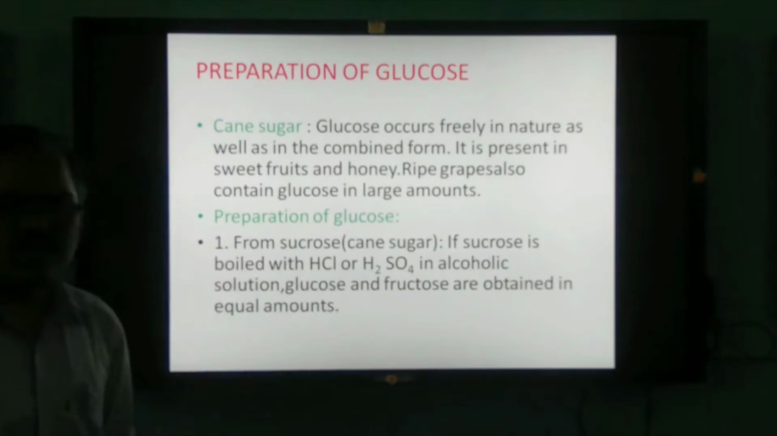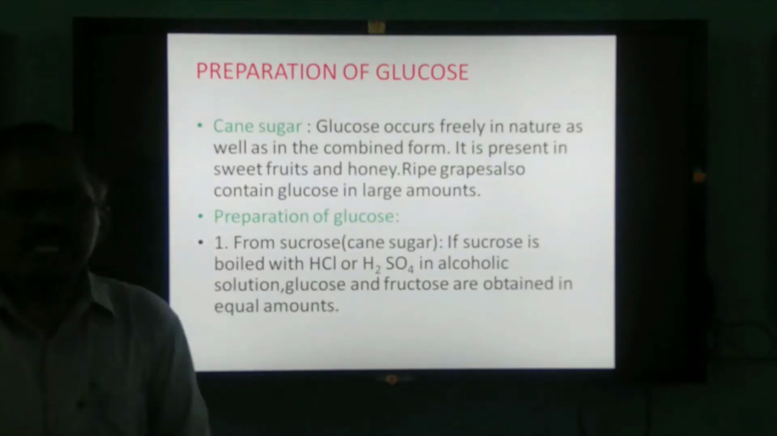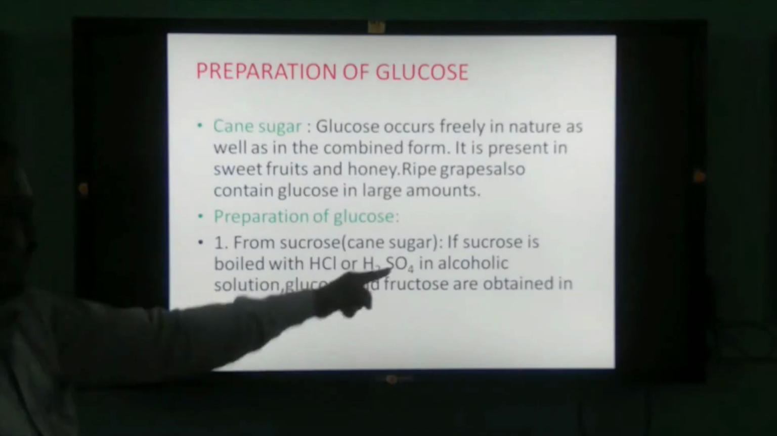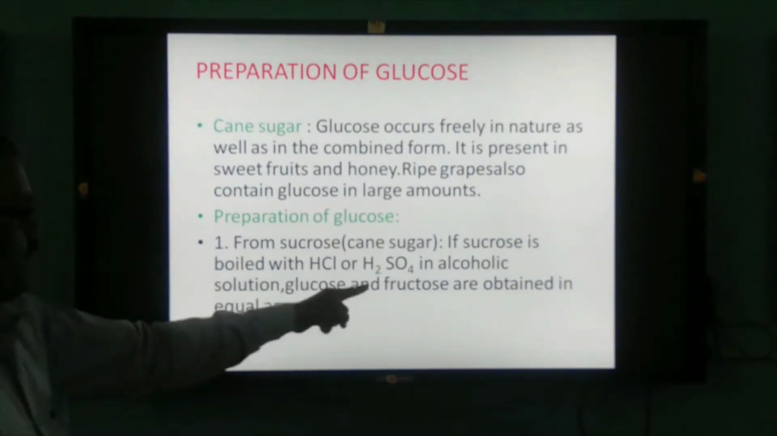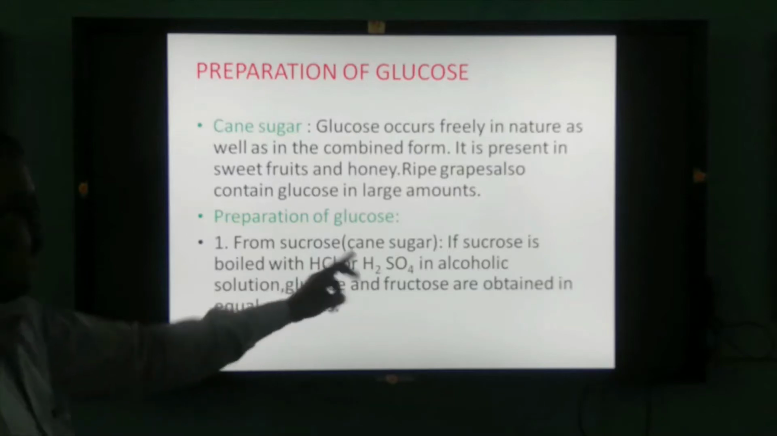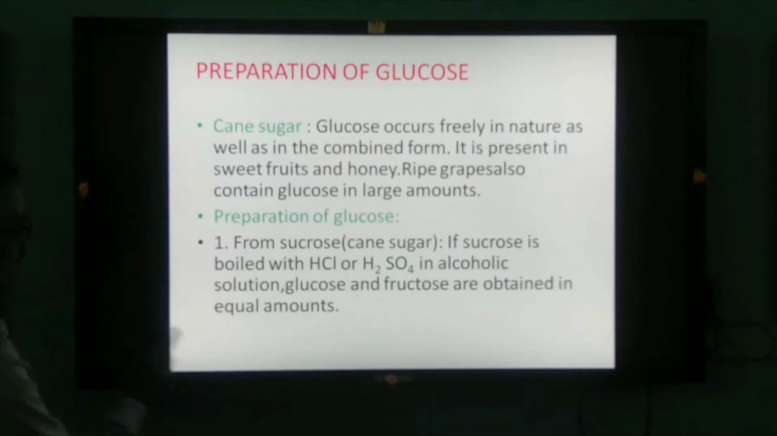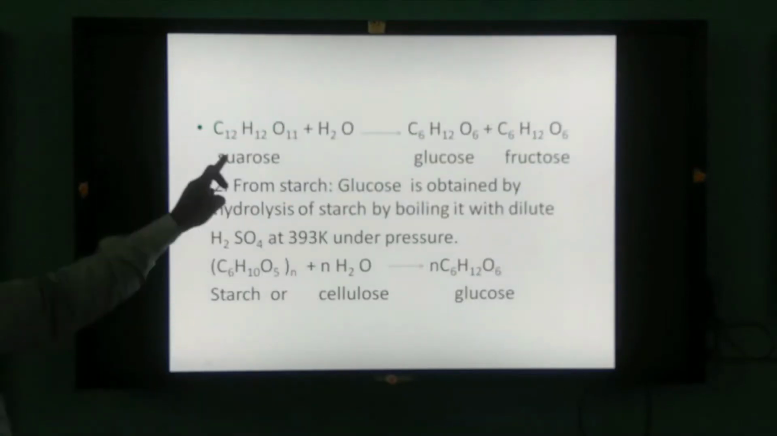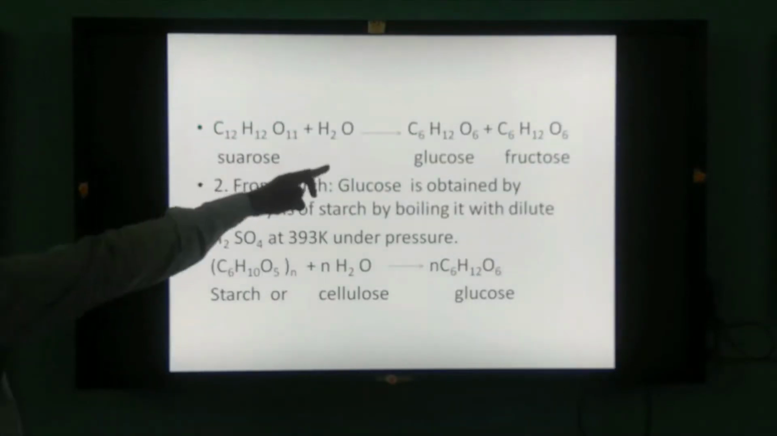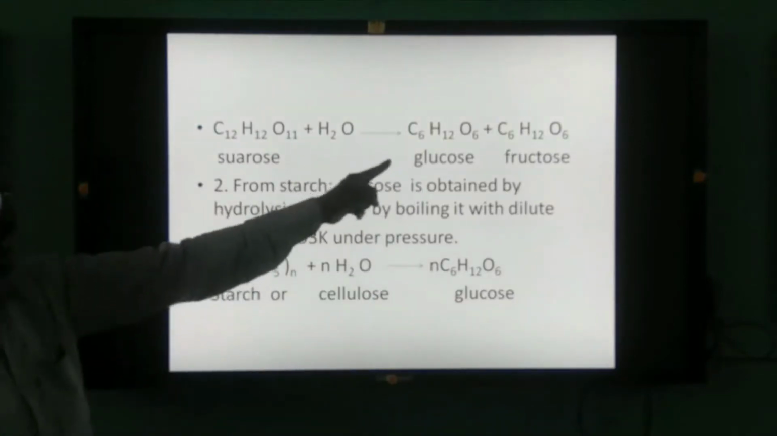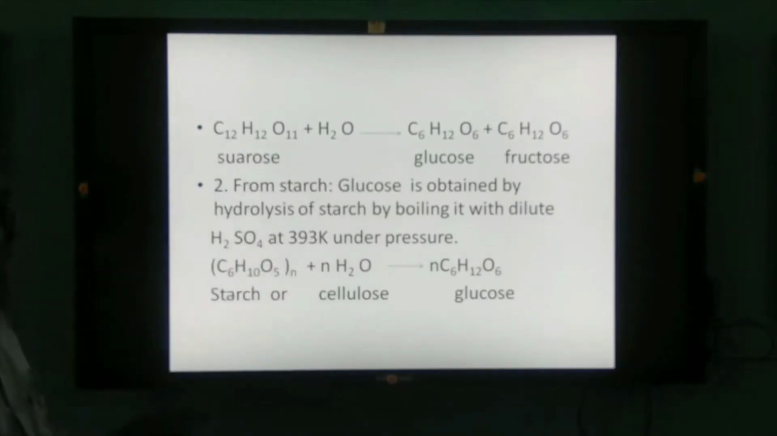We have already discussed that sucrose is a disaccharide which on hydrolysis in the presence of HCl or H2SO4 gives 1 molecule of glucose and 1 molecule of fructose. So when sucrose in alcoholic solution is boiled with HCl or H2SO4, it gives glucose and fructose in equal amounts. This is the chemical formula: C12H22O11 plus water gives 1 molecule of glucose and 1 molecule of fructose.